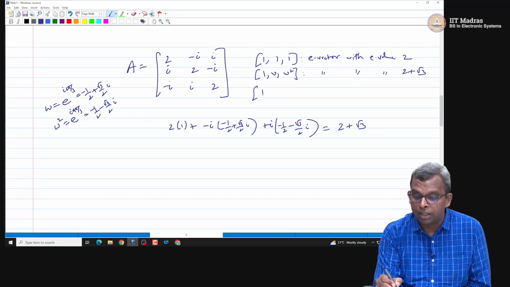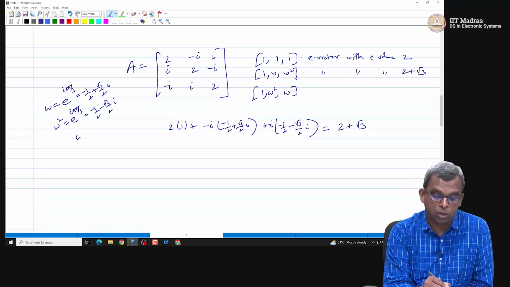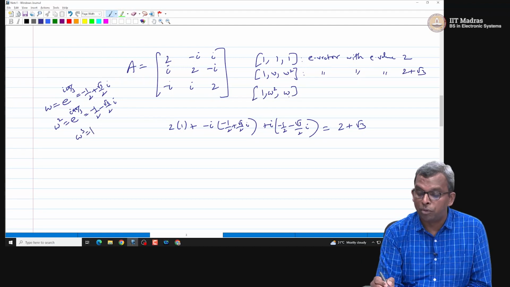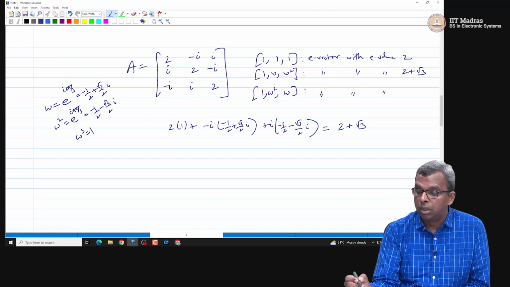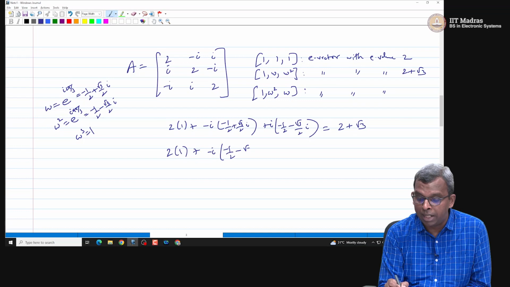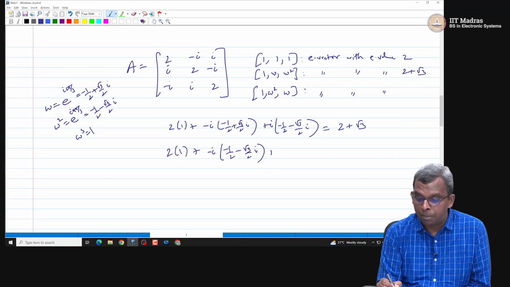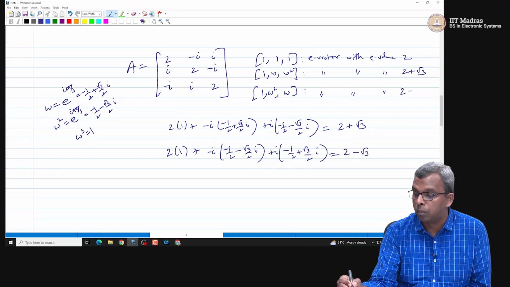Okay. So the next one is 1, omega squared, omega power 4, but omega power 4 is the same as omega, right? Because omega power 3 is 1, so omega power 4 is the same as omega. So this is an eigenvector with eigenvalue... You can do the same calculation. It's 2 into 1 plus minus i into omega squared. So minus half minus root 3 by 2 i, and then plus i into minus half plus root 3 by 2 i. And you can guess where this will go. This will be 2 minus root 3.